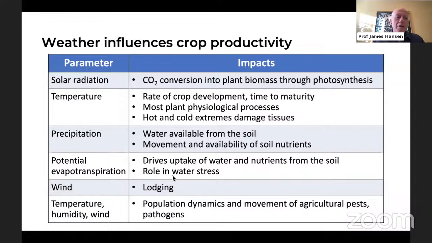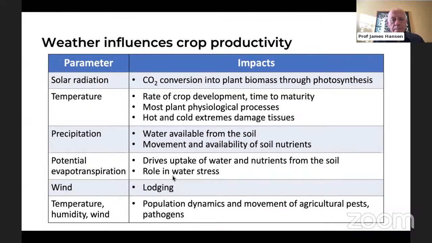So just like precipitation represents the supply of water, potential evapotranspiration represents the demand for water. Potential evapotranspiration, which is a function of things like temperature, wind, humidity, this drives the uptake of water through the plant, but also the uptake of nutrients from the soil. If demand in the form of potential evapotranspiration is much greater than the supply of water from the soil, then this causes stress, which can damage the crop, lead to a reduction of productivity.